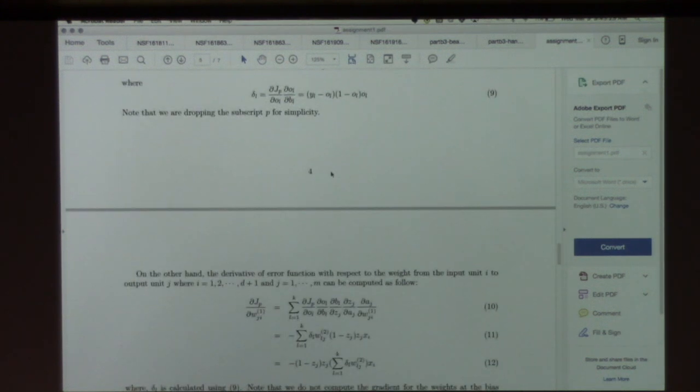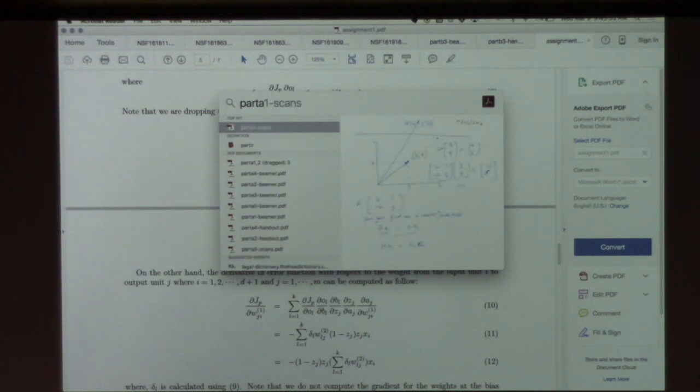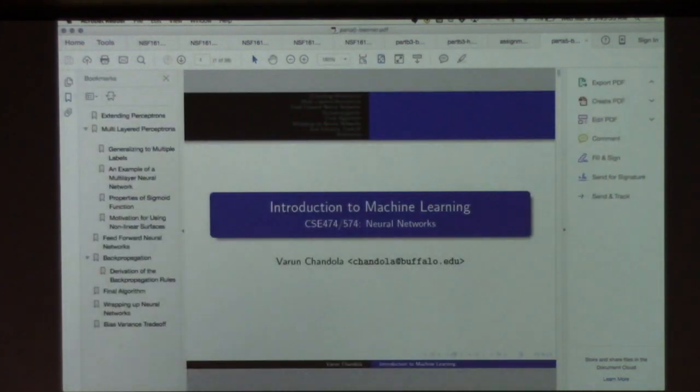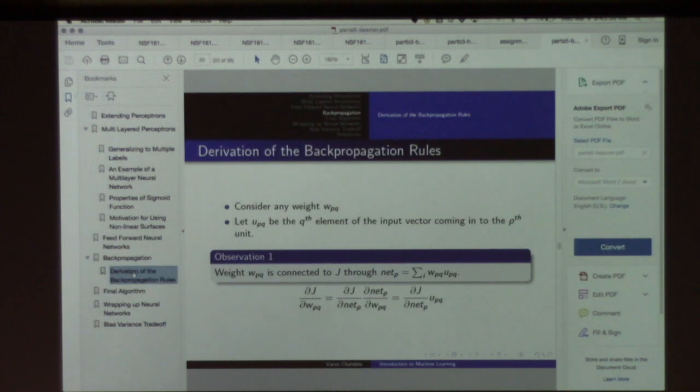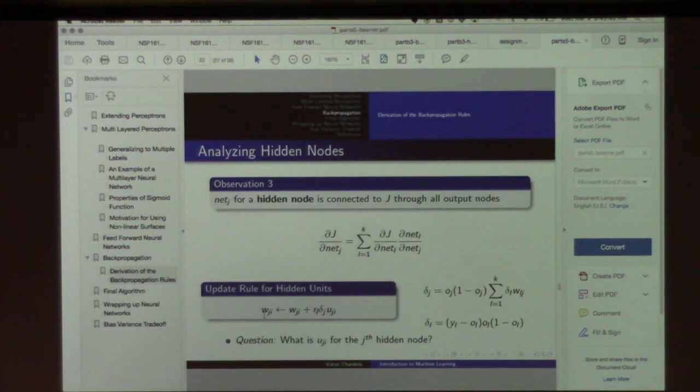Well, if you look at our slides, I've explicitly mentioned it here. This is the expression for the error. So at the hidden unit number 1, this will be O1, which is the output going out of the hidden unit 1, times 1 minus O1, times the summation of all these things.